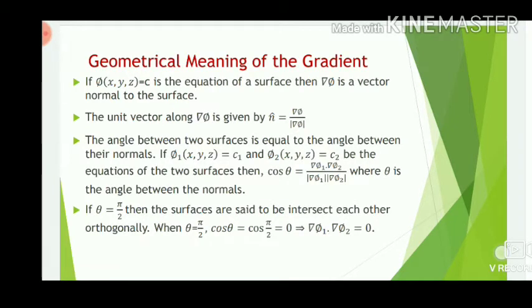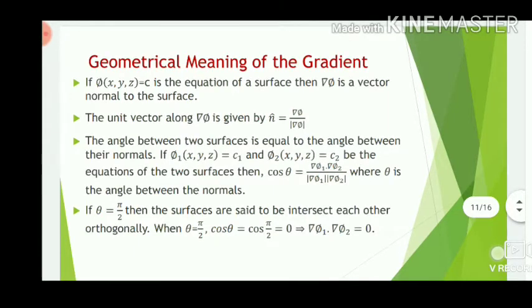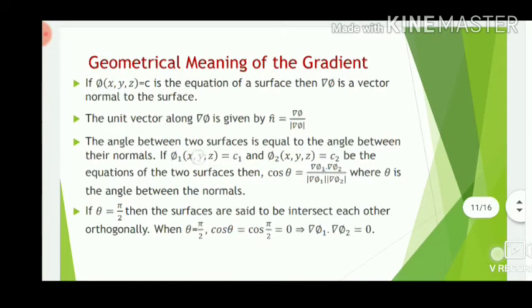Also, the angle between two surfaces is equal to the angle between their normals. So if it is asked to find the angle between two surfaces, it is enough to find the angle between their normals. If phi 1 of xyz equal to c1 and phi 2 of xyz equal to c2 are the equations of the two surfaces, then cos theta is equal to del phi 1 dot del phi 2 divided by magnitude of del phi 1 into magnitude of del phi 2, where theta is the angle between the normals.